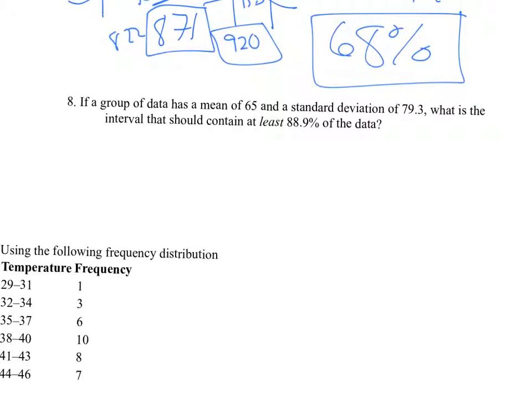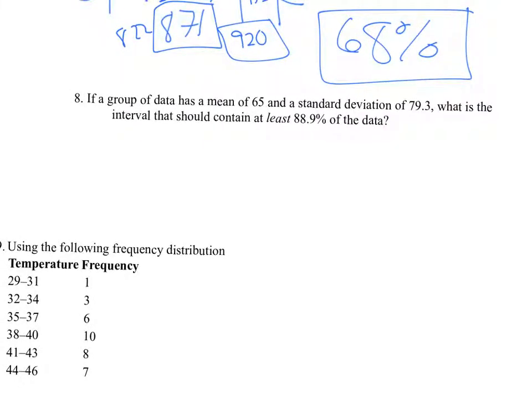If a group has a mean of 65 and a standard deviation of 73, what interval should contain at least 88.9% of the data? Does it say anything here about being bell-shaped? And the answer is no, it doesn't. It doesn't say anything, so this is Chebyshev.